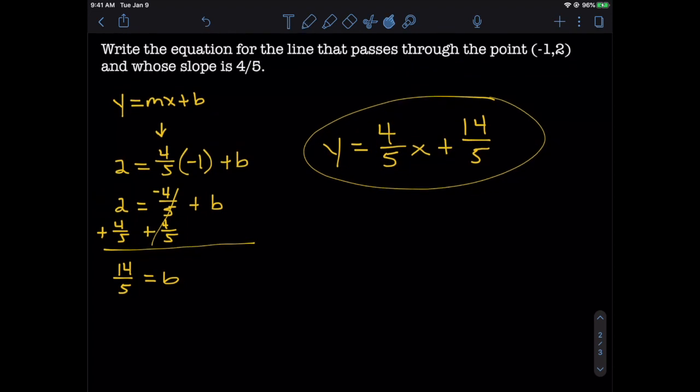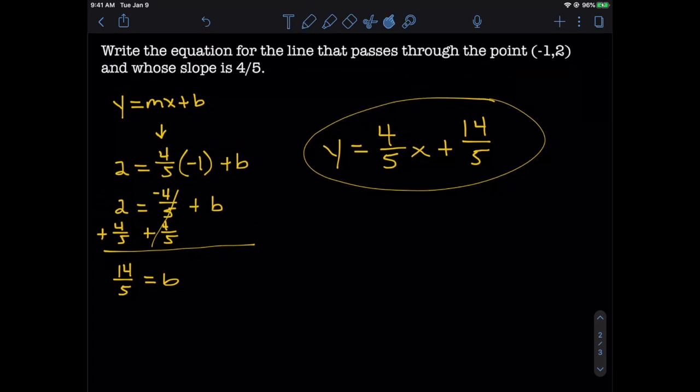And that's it. To find the equation of the line that passes through a point and has a specific slope, plug in the x and the y values from the point for x and y into y equals mx plus b, and do the same thing for m with the slope. Then solve for b. Once you have your b value, you can replace m and b into y equals mx plus b, and that'll be your final equation. Follow these steps and do your practice problems, and this will be very, very simple.